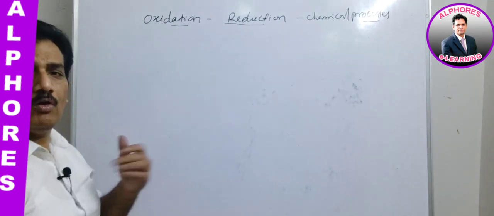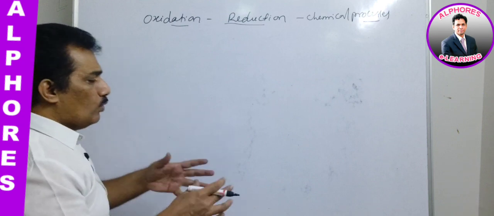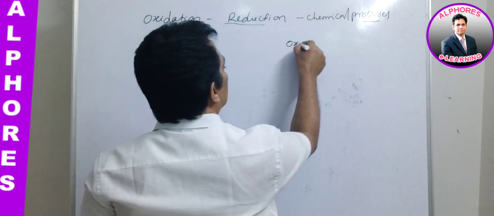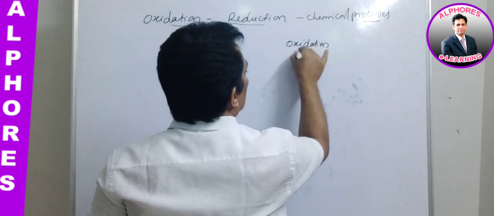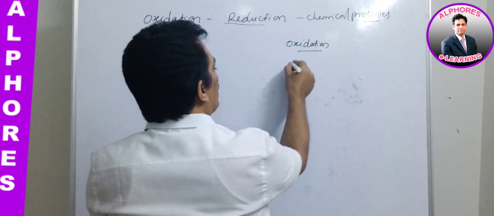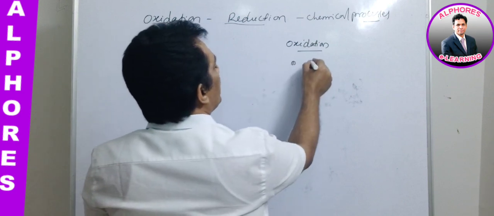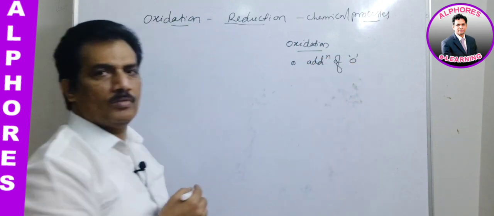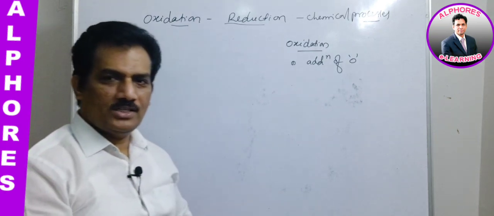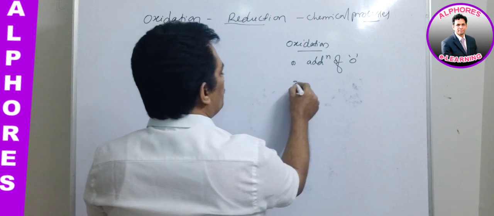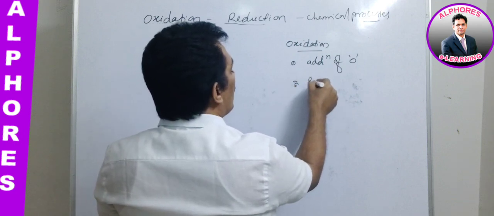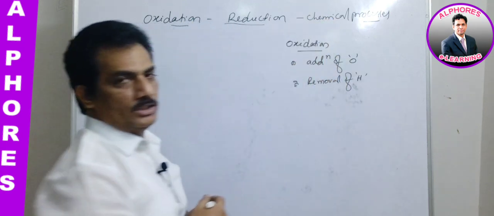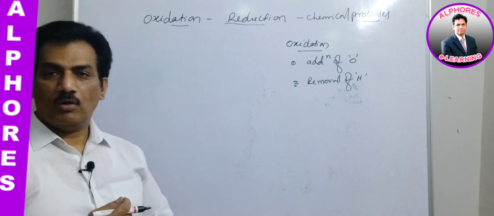As you know from your lower classes, we know a few definitions for these two processes. Let me give those. First of all, oxidation. What do you define for oxidation? A few teachers will give you the information that addition of oxygen is oxidation. Addition of oxygen is oxidation, is it not? And second, removal of hydrogen is also oxidation.